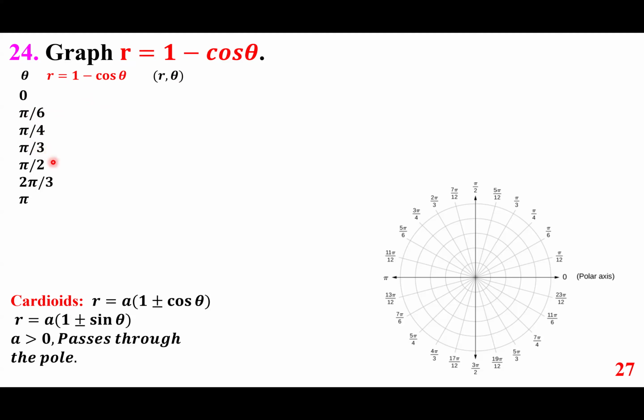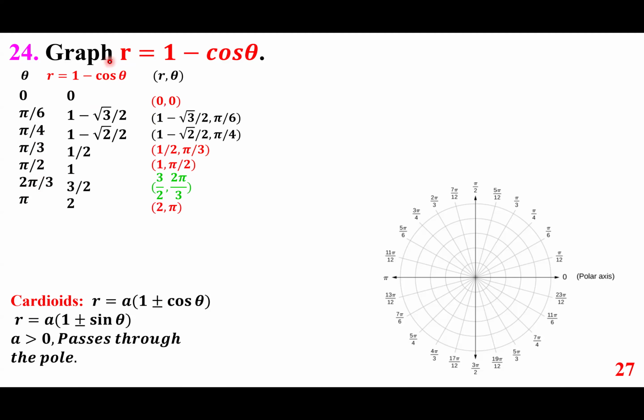If I go with pi over 2, we know cosine is 0, so it's just 1. 2 pi over 3 is the same as pi over 3 but negative in the second quadrant, so 1 minus negative 1 half makes it 3 halves. And pi, cosine is negative 1, so 1 minus negative 1 is plus 1, that gives you 2. Again, I went over this pretty fast. We've done this before, but just plug in. And here are the pairs, and we are going to look at the easy ones.